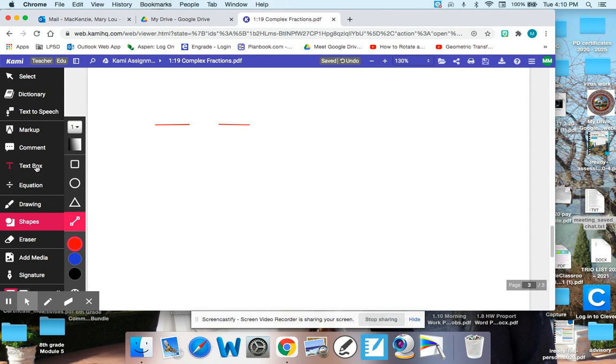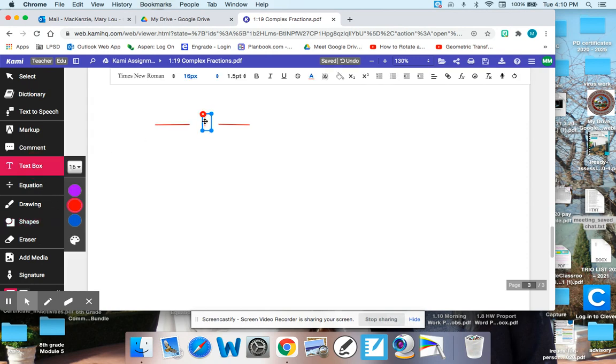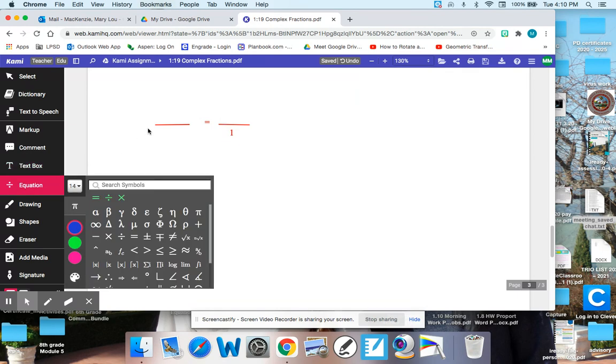Okay, then I'll take the text box and I'm going to put an equal sign in between the two ratios because they must be equivalent to each other. And then I'm going to put a 1 for the unit rate for that bottom of the ratio that we've always been talking about. Okay, so now I'm going to figure out the fractions, okay?